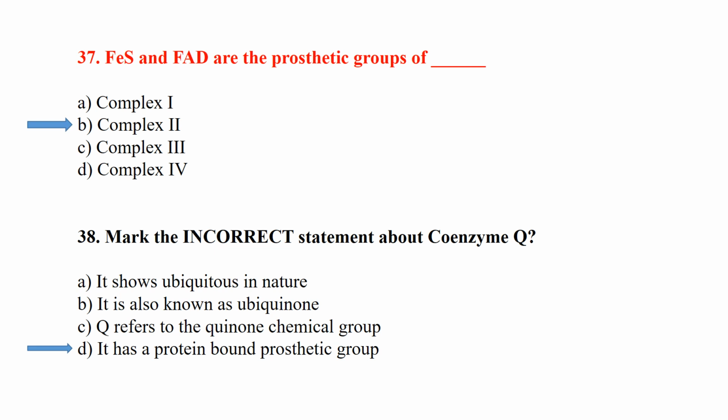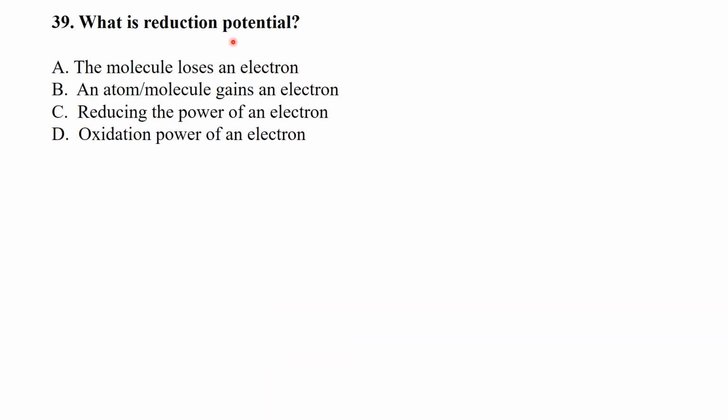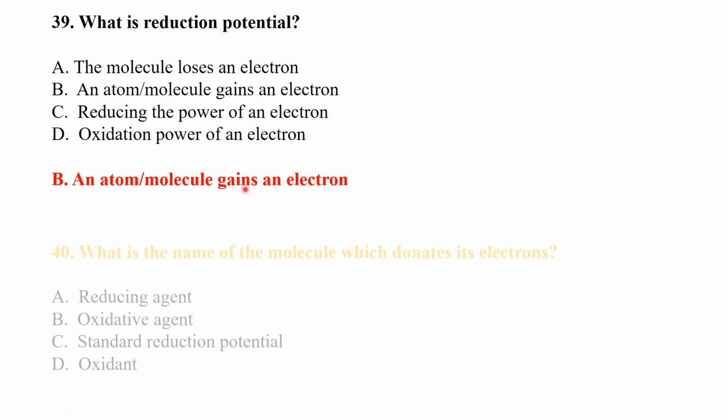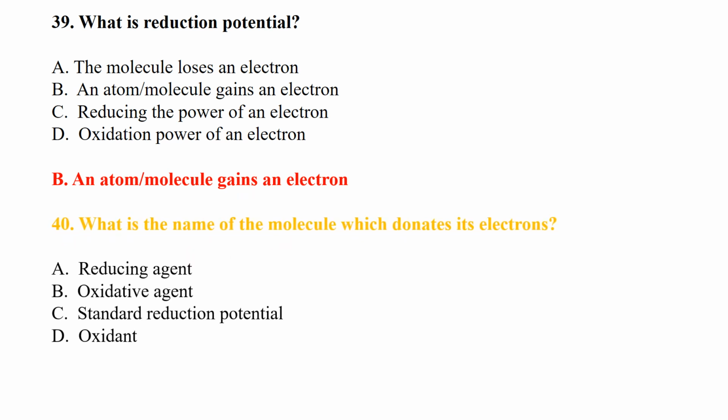What is the reduction potential? तो रिडक्शन पोटेंशियल बायोएनर्जेटिक्स में एन एटम और मॉलिक्यूल दैट गेन्स एन इलेक्ट्रॉन उसको हम रिडक्शन पोटेंशियल कहते हैं. What is the name of a molecule which donates its electrons? बायोएनर्जेटिक्स में बेसिक डेफिनेशन है, तो वो मॉलिक्यूल जो इलेक्ट्रॉन डोनेट्स करता है उसको हम रिड्यूसिंग एजेंट कहते हैं.